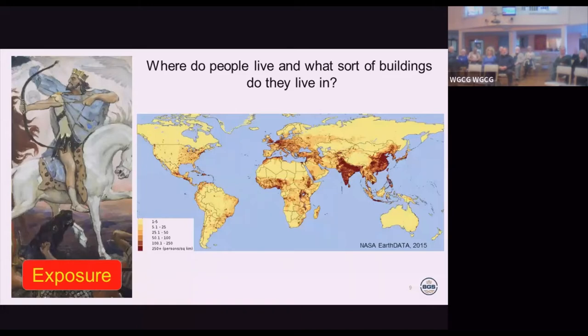The other part of this equation is what kind of buildings do people live in? And that's a harder thing to do, because we can't go around the world counting all the buildings that exist and saying what kind of buildings they are, how strong they are, or how vulnerable they are to shaking, because quite simply there are too many. So we are coming up with innovative methods using Google, using satellite data, to build up a map of all the world's buildings and characterize them by type.